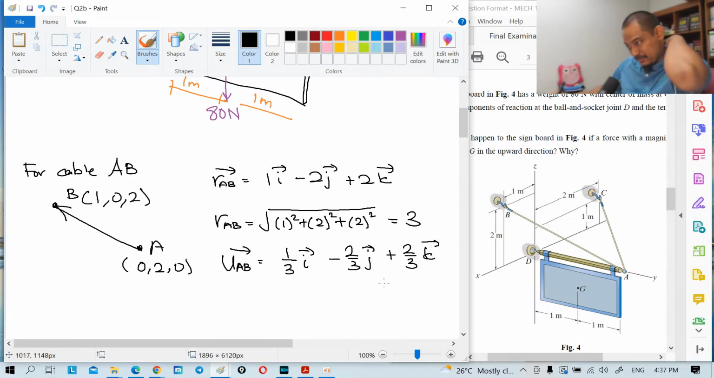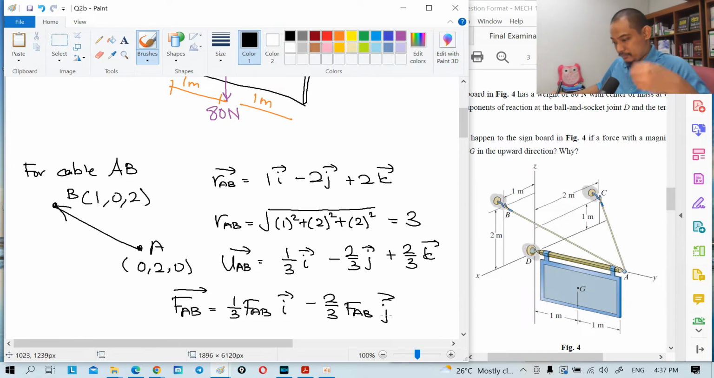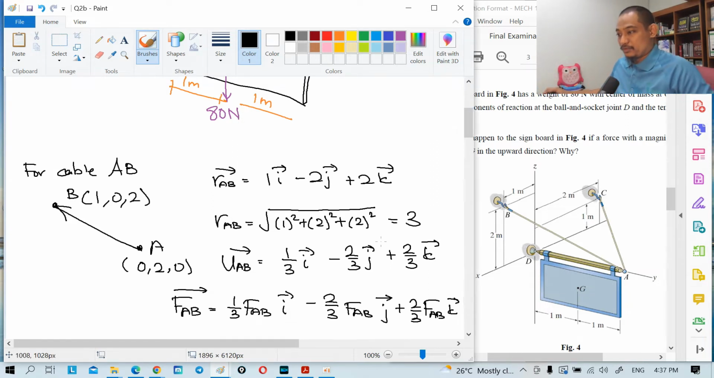So FAB is just accordingly, right? FAB equal to 1 over 3 FAB. This is the vector, right? FAB, the vector, is 1 over 3 FAB i minus 2 over 3 FAB j, plus 2 over 3 FAB k. Okay, so that's for FAB.